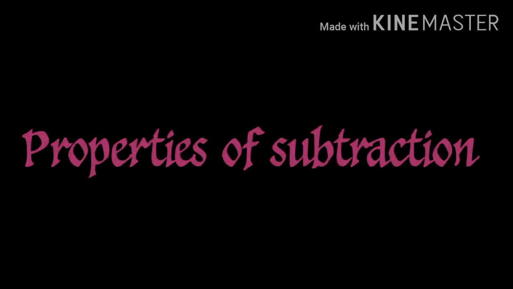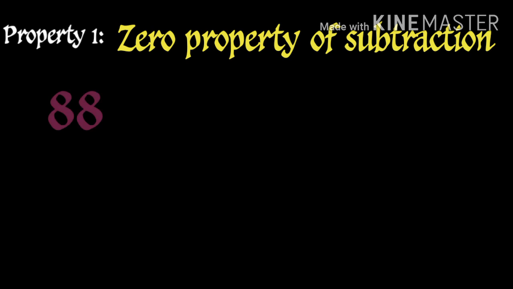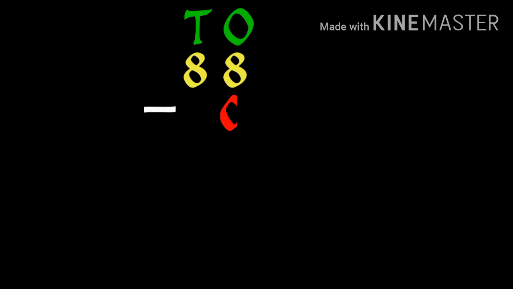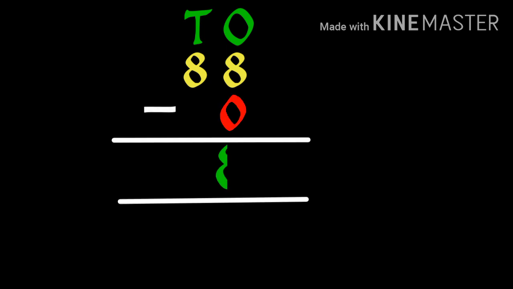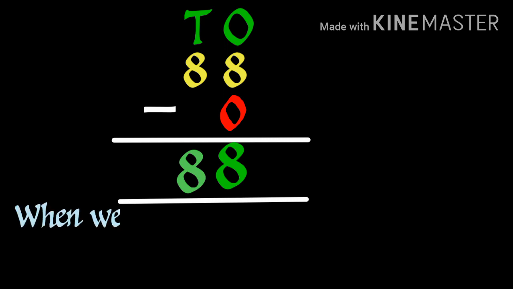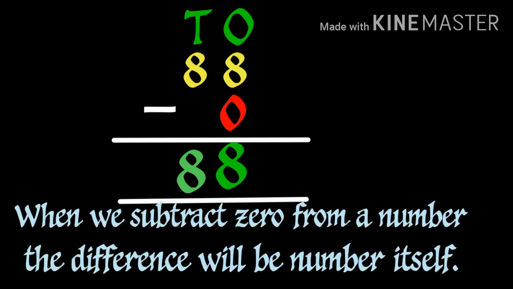Now, we have to look into the properties of subtraction. Property 1: Zero property of subtraction. Let us take 88 and 0. So, 88 minus 0 is 88. This tells us when we subtract 0 from a number, the difference will be the number itself.